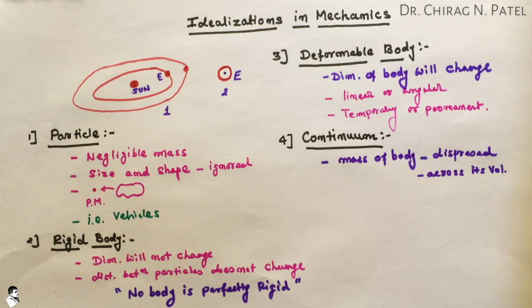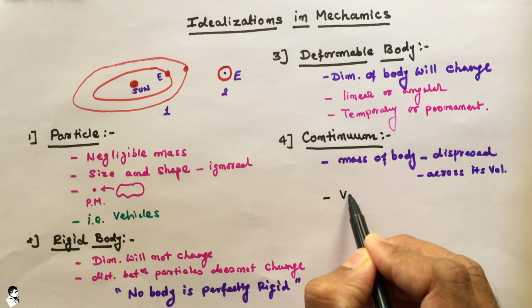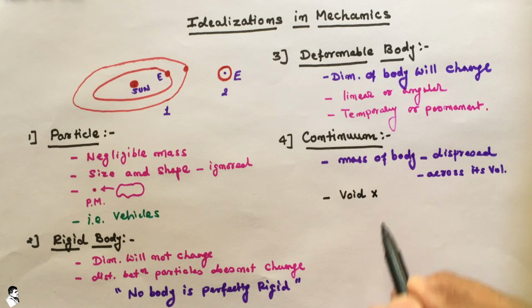If a body is considered to be made up of a number of particles which are interconnected to form a particular shape, it can be treated as a continuum if there is a very good dispersion of particles throughout the volume of the body. The idealization of a body as a continuum ignores the presence of voids. So voids are not allowed.